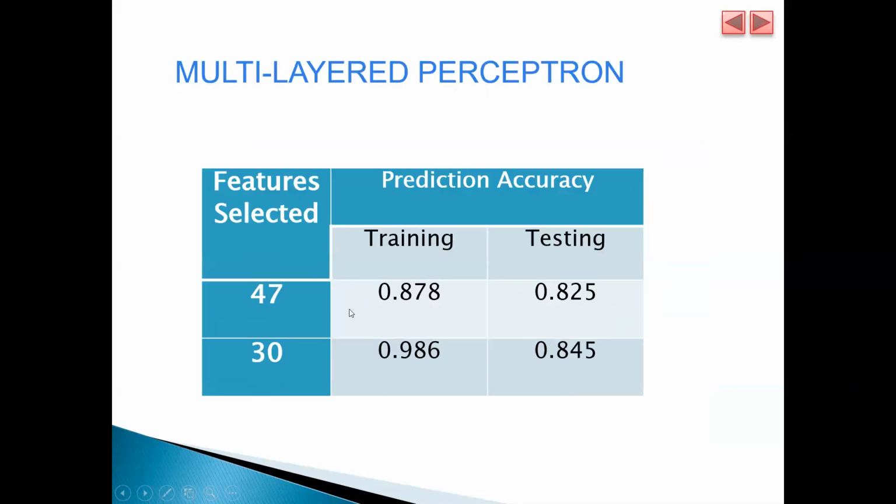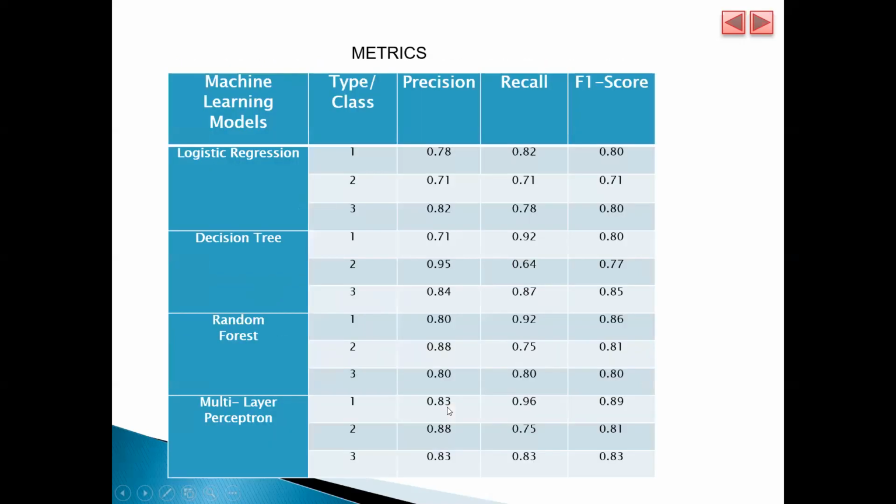And multi-layered perceptron, with 47 features, it was 0.87, and testing it was 0.82. And with 30 features, it was 0.98 and 0.84. So multi-layer perceptron was the best model among all the 4 models.